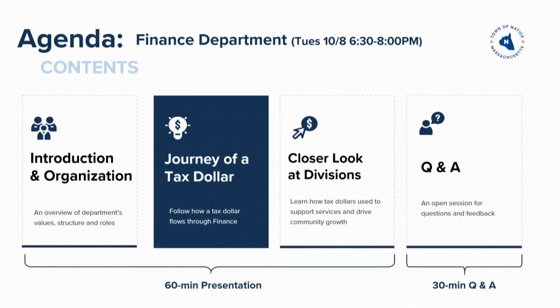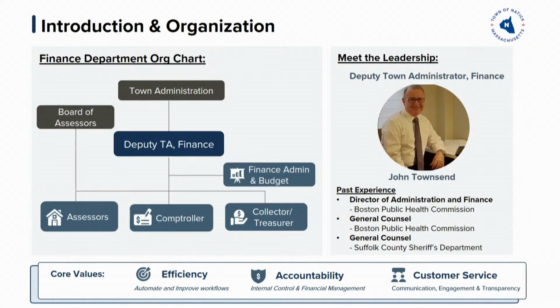And then while we're doing that, we're going to take a little closer look at the divisions in the finance department and give you a little more background with regards to what they do. And then, as I mentioned, finally, the final 30 minutes will be a question and answer session where you can ask any questions you like about the finances of the town of Natick. So we're going to talk about the introduction of the organization.